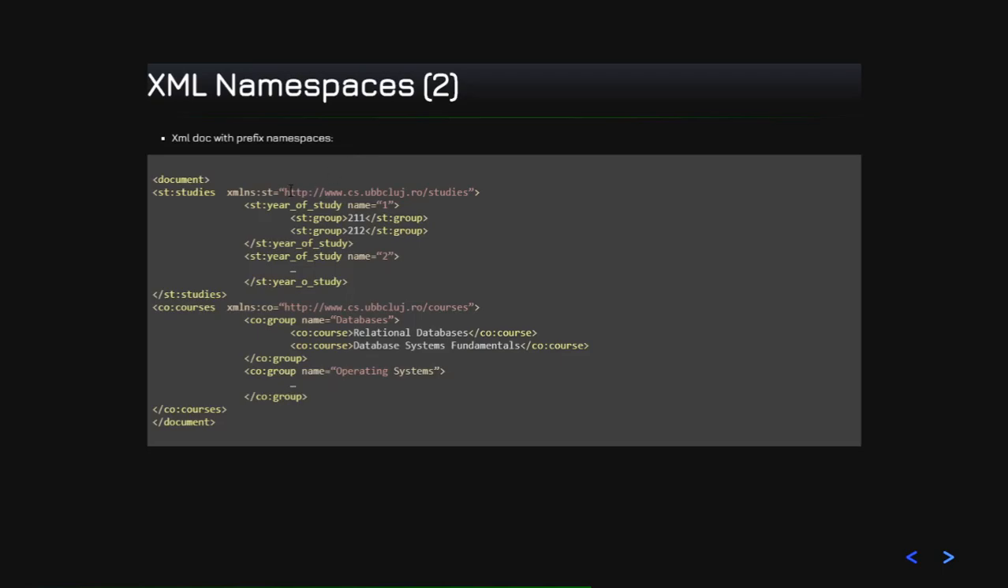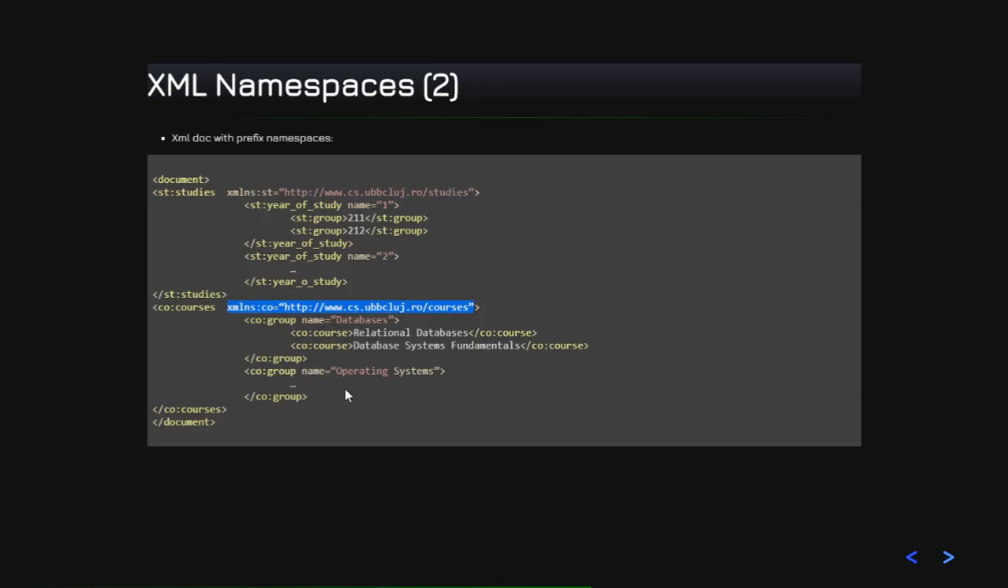And so the year of study here, because it has the st prefix, belongs to this namespace. This group, because it has the st prefix, belongs to this namespace, and so on. But this other group here, because it has a different prefix, co, belongs to this namespace defined here, XML namespace. Okay, and this URL is different than this one. Again, this URL does not necessarily need to actually exist, but it should be unique. This one is different than this one.